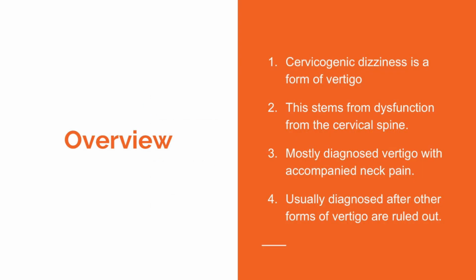So for the overview, we have cervicogenic dizziness is a form of vertigo. But you want to know there's different types of vertigo, so make sure you're able to distinguish the two. The way you distinguish the two is the cause. This also stems from dysfunction of the cervical spine. It's also mostly diagnosed with vertigo accompanied with neck pain, and usually diagnosed after other forms of vertigo are ruled out.